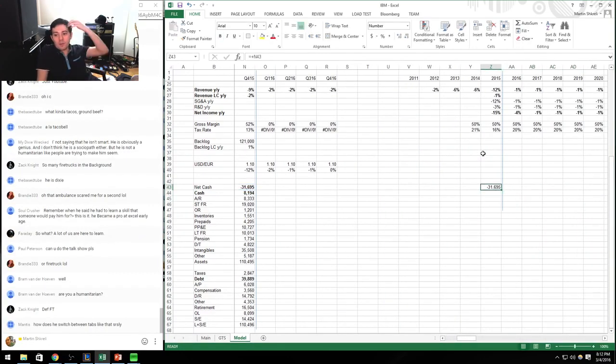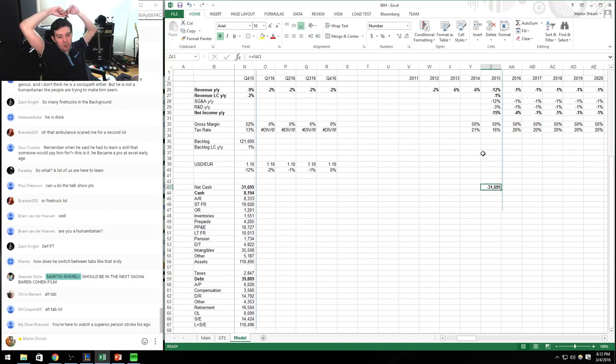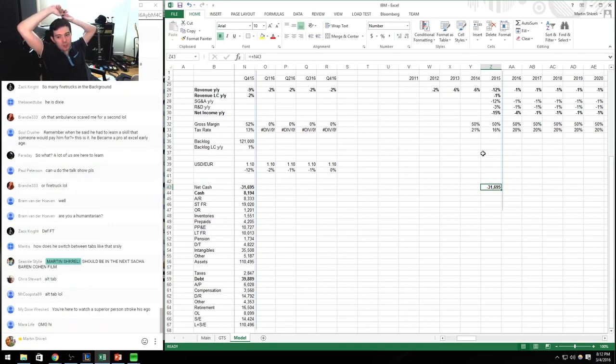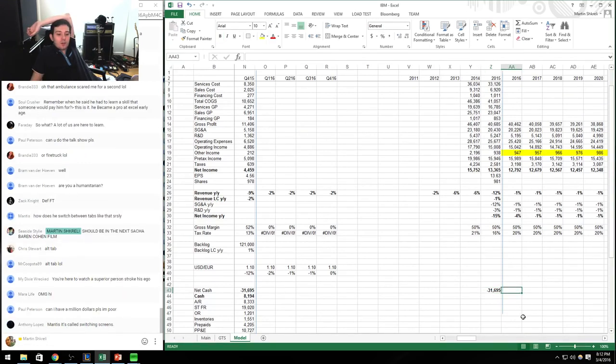They had negative $31 billion in cash at the end of 2015. So what is the number, what is their cash at the end of 2016? How do we forecast that? Whoever is the smartest person in this chat will figure that out.